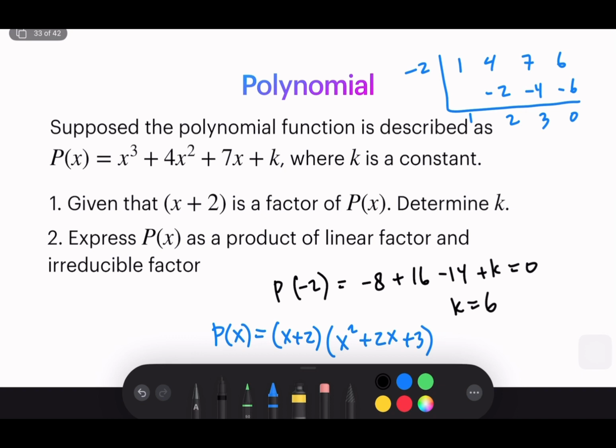Okay, so this is all the things that I'm explaining. Easy, right? That's it.